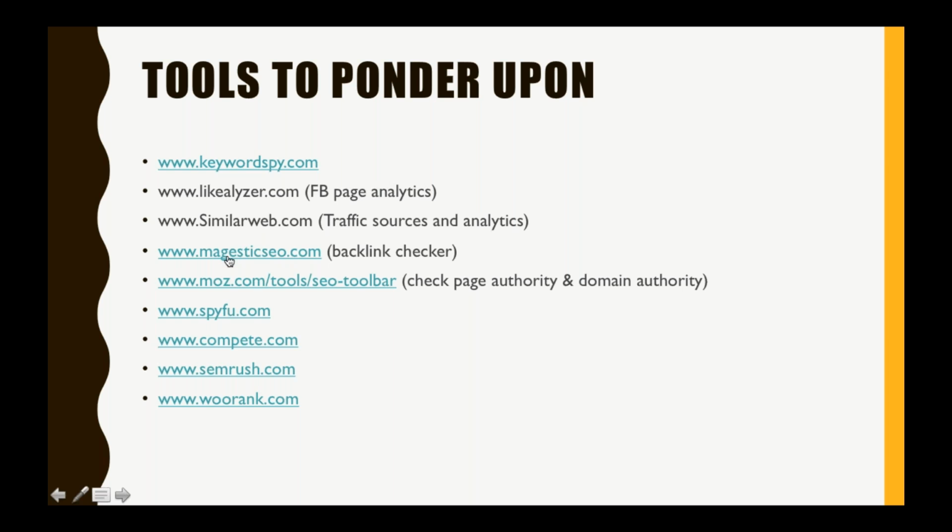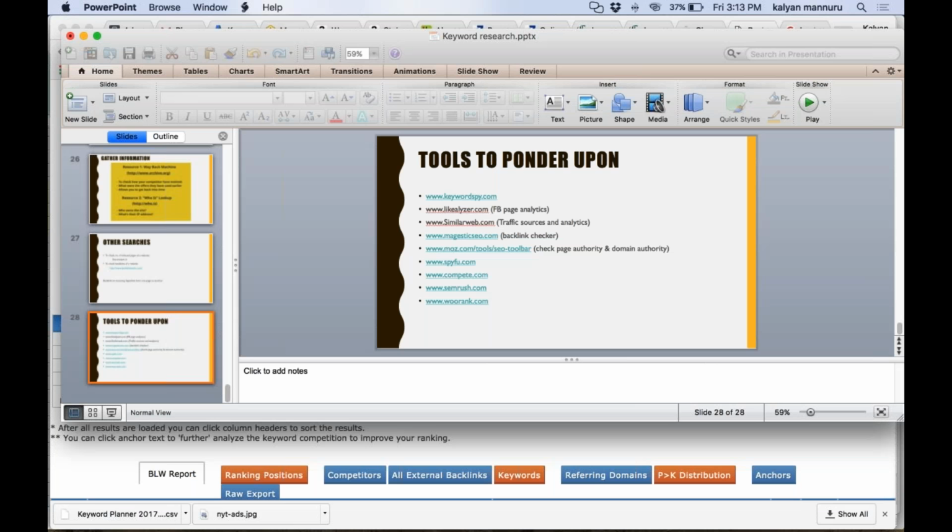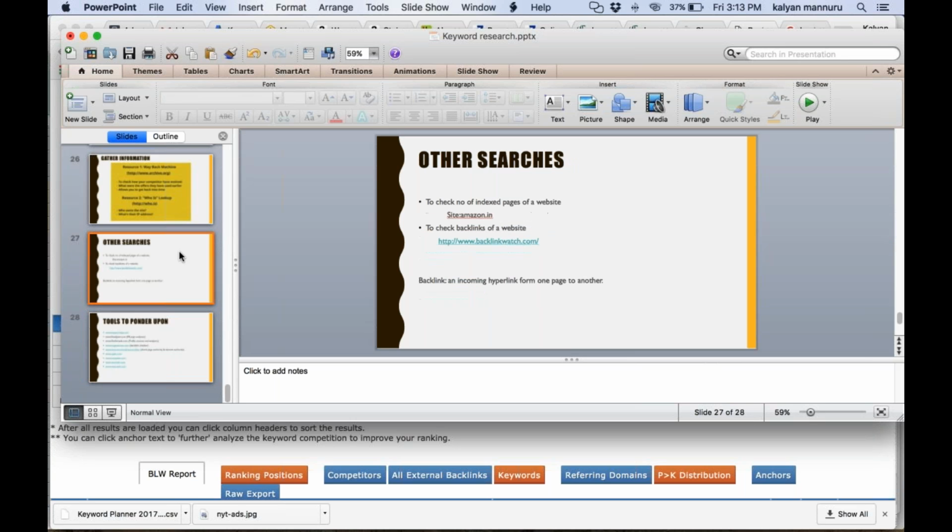Backlink checker, just like backlinkwatch.com, Majestic SEO is also a backlink checker. Moz toolbar we already checked to see page authority and domain authority. Spyfoo.com, compete.com, these are all for the US market, but it might help you down the lane when you work as a digital marketer. So a few more tools are right here that you can check.